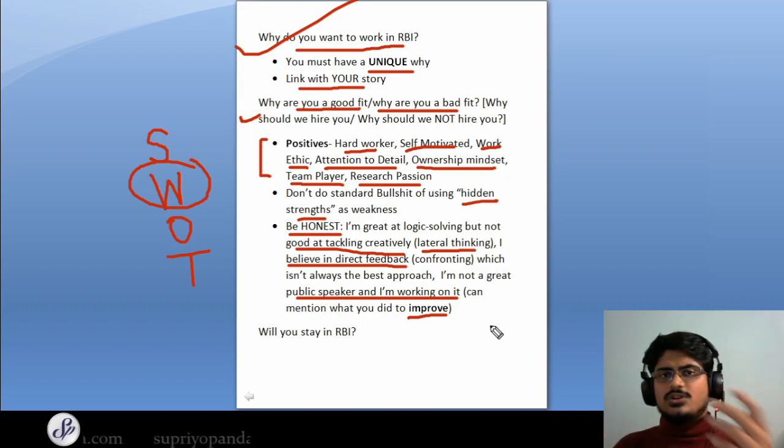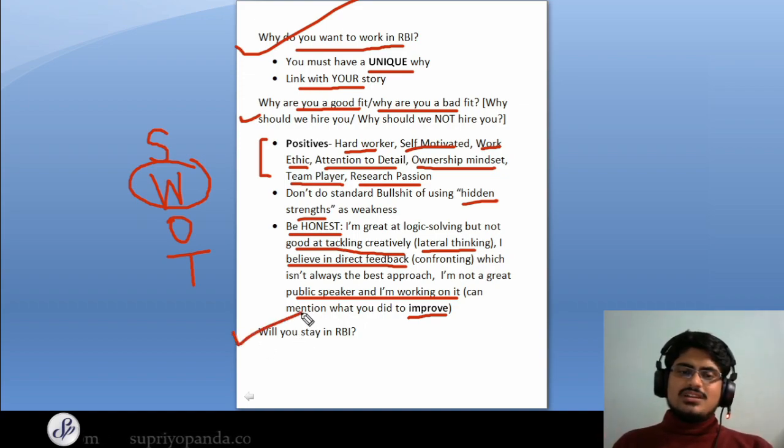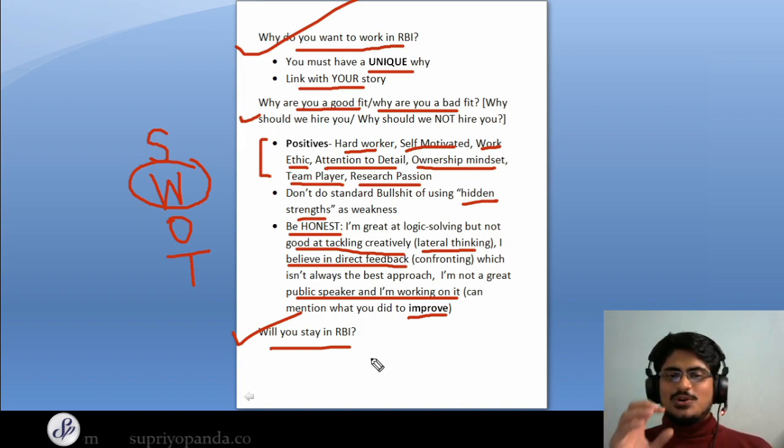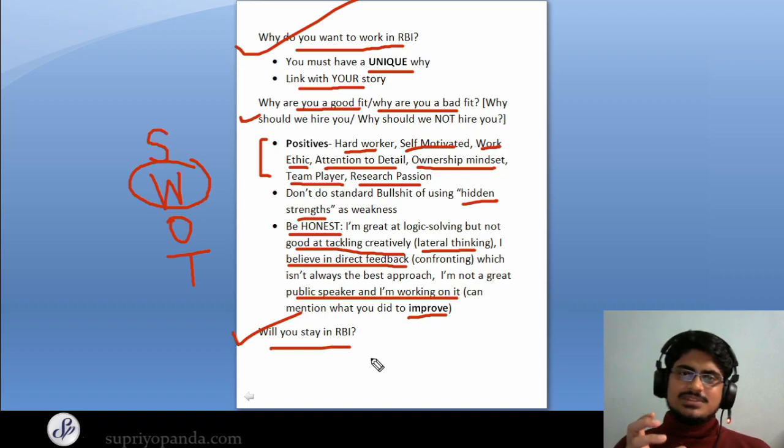And the final question that we are going to discuss is, will you stay in RBI? This is a very tricky question, and even if you say that, yeah, I love RBI, I'm going to stay, I'm never going to quit, it won't actually be something that they are going to accept at face value. So will you stay at RBI? This is something that you have to show rather than tell.